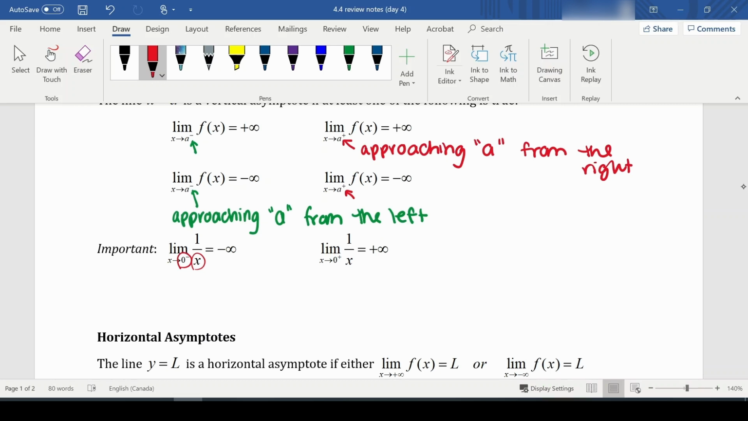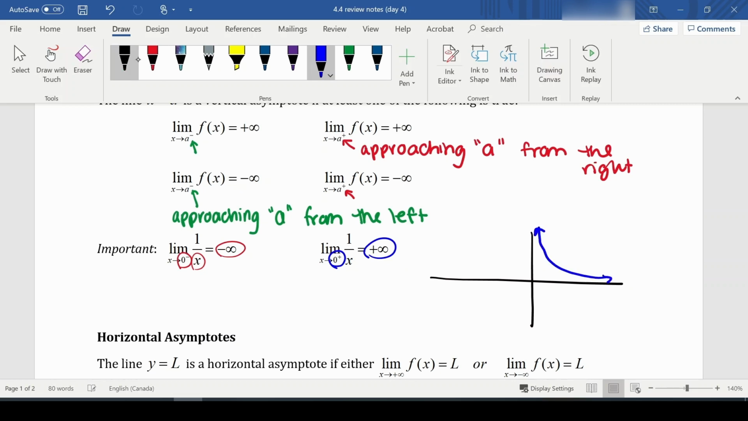In this example here, we have 1 over a negative number, meaning we would approach negative infinity. In the second example here, we have 1 over a positive number, which means we would approach positive infinity. On a graph, this would look something like as x approaches 0 from the right, we're heading up towards positive infinity. And as x approaches 0 from the left, I'm heading down towards negative infinity. And again, because I'm approaching either infinity or negative infinity, I would have a vertical asymptote at x equals 0. Okay.